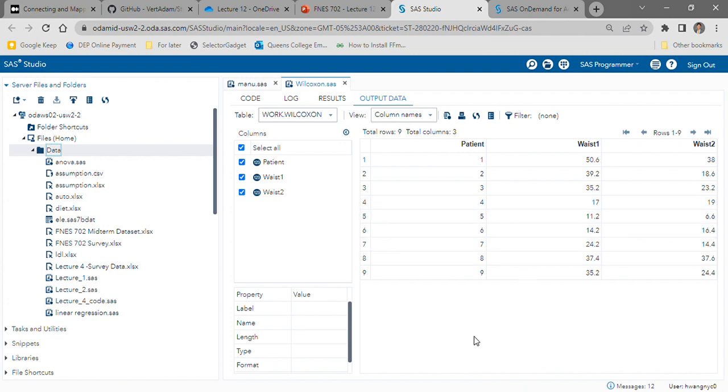And you will see now we have 3 columns, right? We have one column that identifies the patient by a number, 1 through 9. We have the first waist circumference, and then we have the second waist circumference, right? And if you just look at a superficial glance, you're saying, wow, this person had a really wide waist, a 50-inch waist, and now they have a 38-inch waist. And this person had a 39-inch waist, and now has an 18.6-inch waist, right? Wow, big changes right over here.